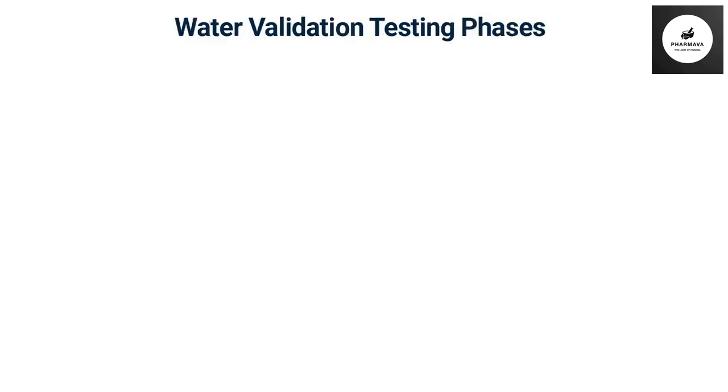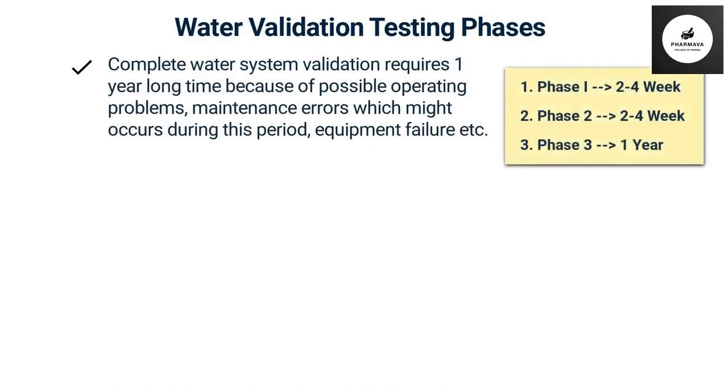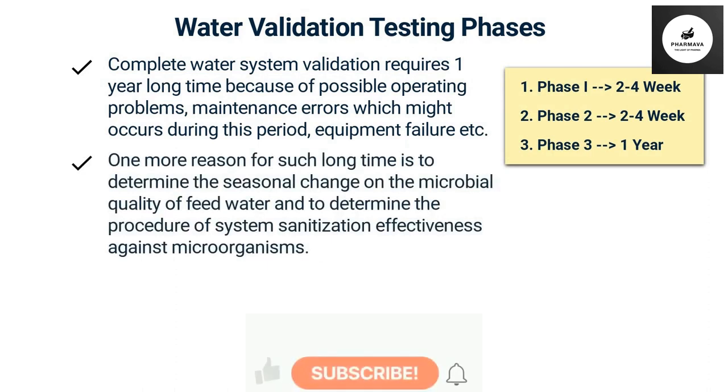Water validation testing phases. Complete water system validation requires a year-long time because of possible operating problems, maintenance errors which might occur during this period, equipment failure, etc. One more reason for such a long time is to determine the seasonal change on the microbial quality of feed water and to determine the procedure of system sanitization effectiveness against microorganisms.